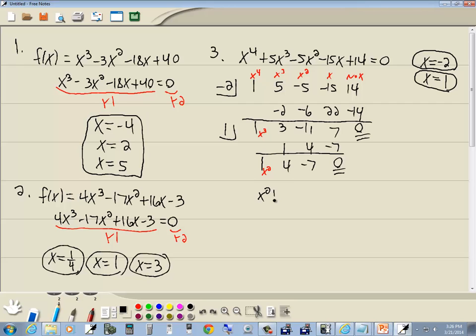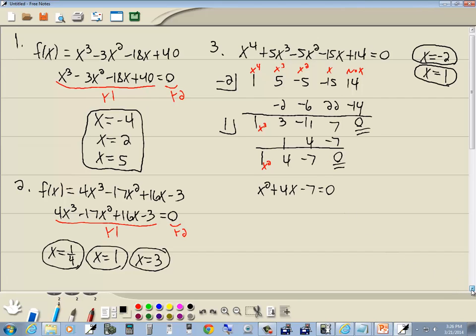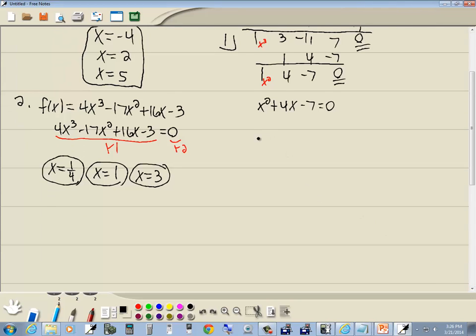We're left with x squared plus 4x minus 7 equal to 0. Now this doesn't factor, so we have to use quadratic formula. A is number that's in front of your x squared, which is 1. B is number that's in front of your x, which is 4. And C is your number at the end, which is a negative 7. Quadratic formula is x equals negative b plus or minus square root of b squared minus 4ac all over 2a.